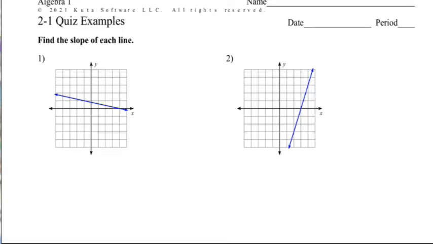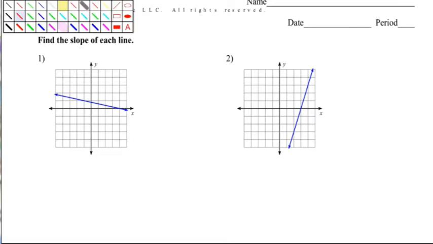So these first two problems are asking us to find the slope of each line from the graph, and to do this we pick two nice points on the graph that look like they intersect at readable spots. So for number one, I am going to pick this point here and this point here, and now I'm going to draw my triangle that indicates rise and run, and I'm going to measure each of those.